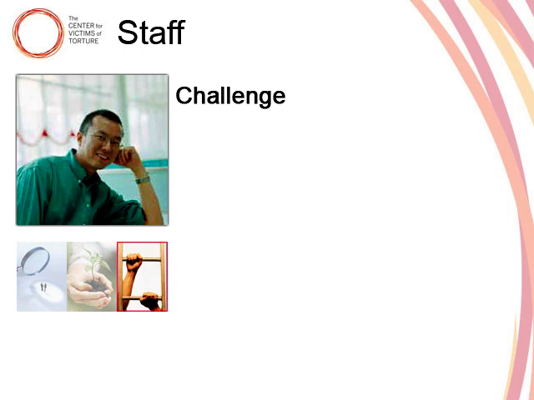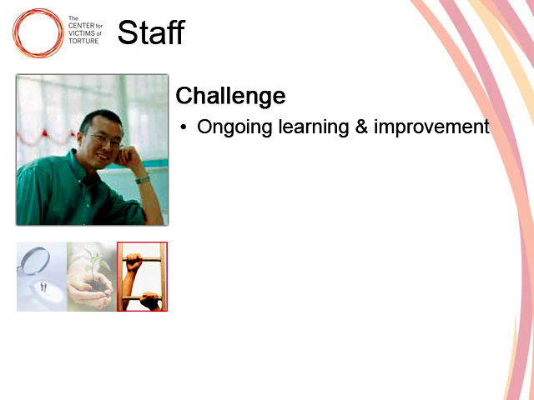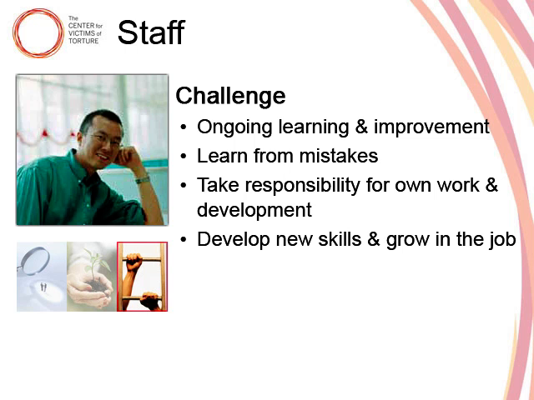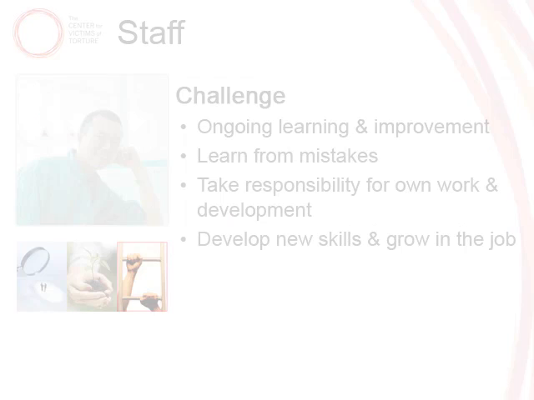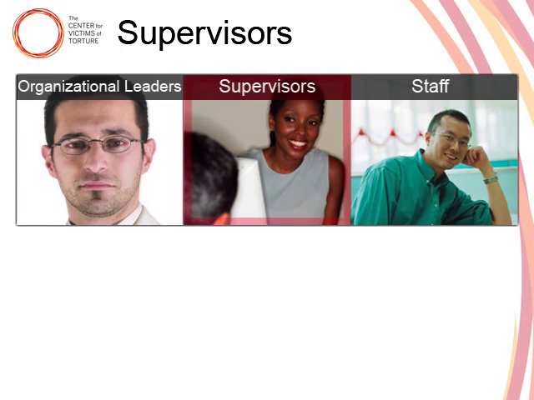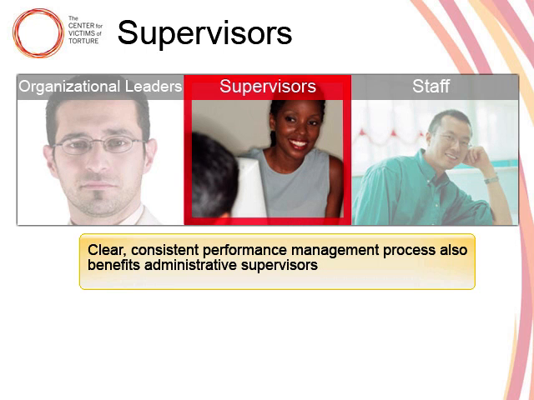On the challenge dimension, the ongoing learning and improvement element of a good performance management process means that employees are empowered to learn from mistakes, take responsibility for their own performance and development, and develop new skills. The employee feels challenged, knows how he or she can grow in the job, and has plans for job-specific training or continuing education. A clear and consistent process also provides benefits for administrative supervisors or coordinators on each of the work climate dimensions.